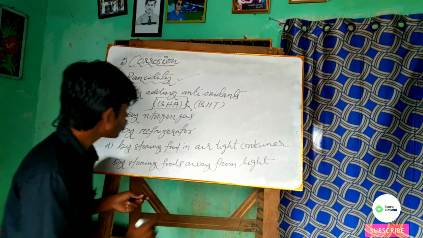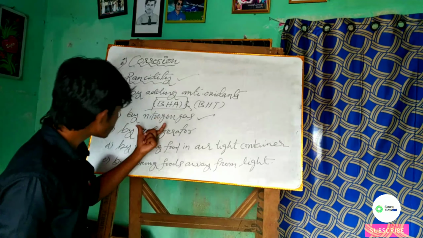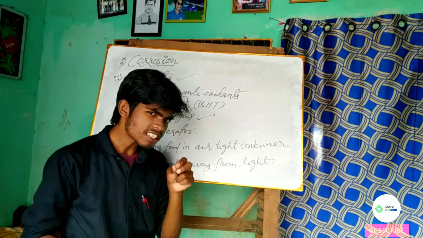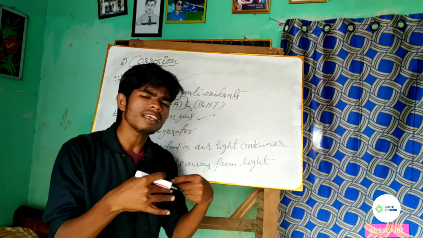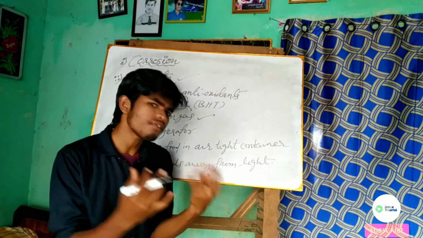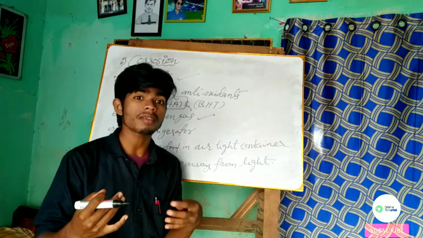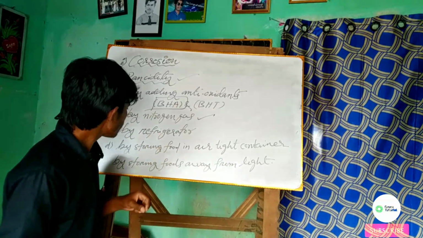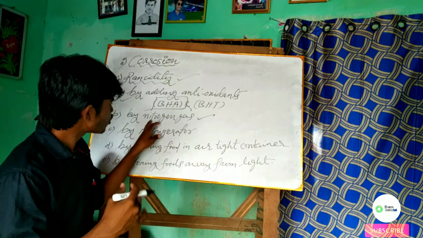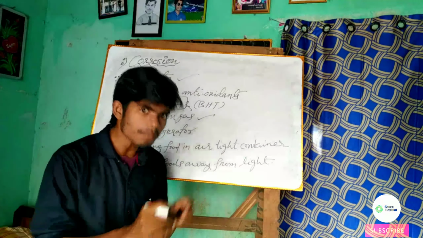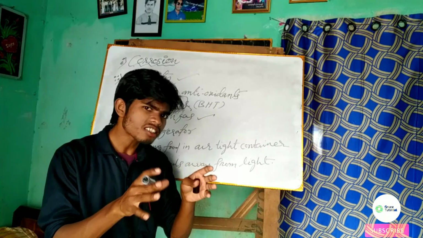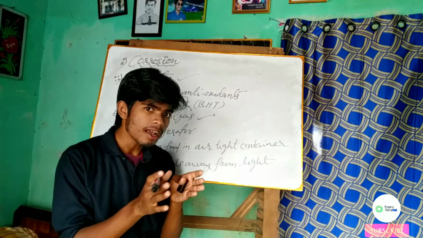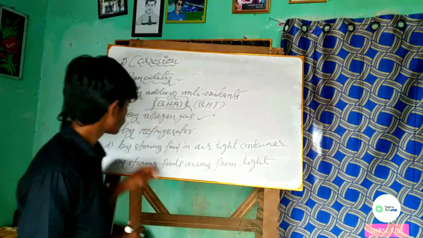Similarly, we have one more way to prevent rancidity, that is by filling with nitrogen gas. Basically, this method is mostly used by lots of manufacturers, especially manufacturers of potato chips or various chip products. Whenever nitrogen gas is filled in that package, there is no chance of oxidation. That means oxidation does not take place, and that will make the food very much safe.